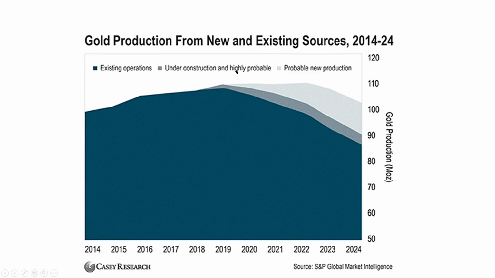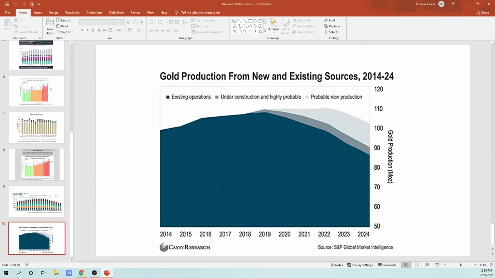Here's gold production from new and existing sources from a different source. This is KC Research. They've got a peak or basically a plateau from 2019 all the way to about 2022 with the probable new production. Then a decline from that after. So it's within about a year or two of the other one. So it looks like gold's going to potentially decline over time.